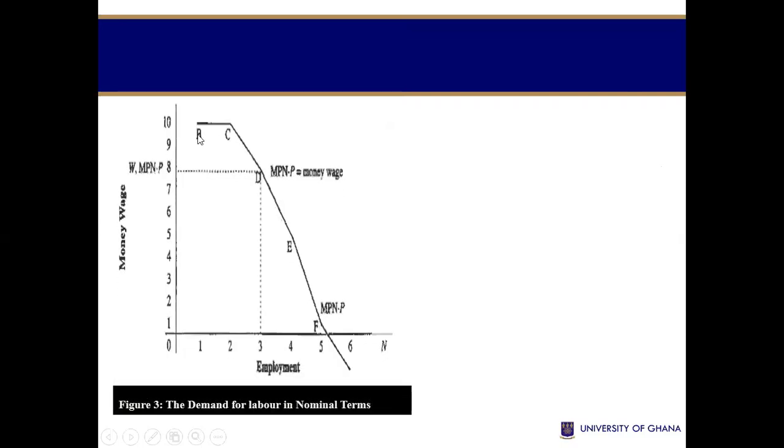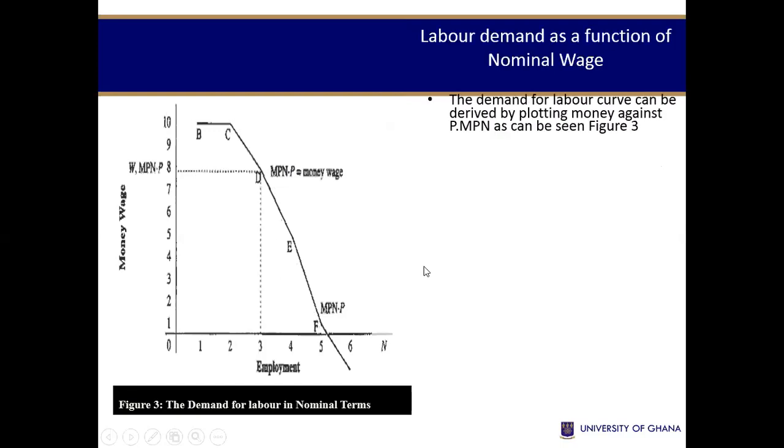Now let's look at this one too. For this one, we are using the first equation. So the marginal revenue product of labor is equal to the money wage. But whether we use the first equation or the second equation, we are supposed to get the same what? Curve.